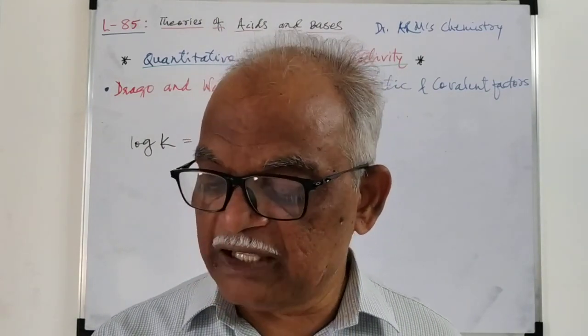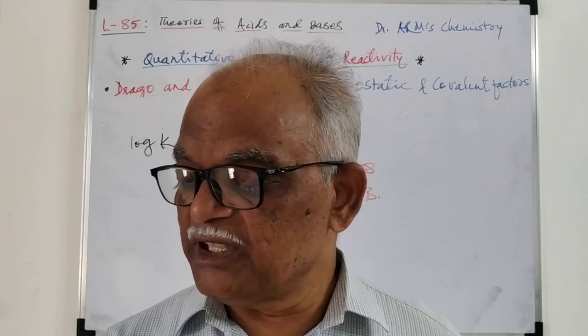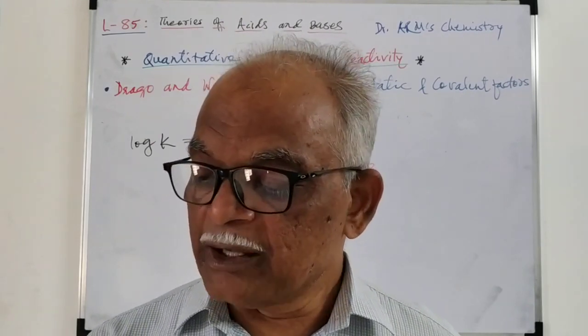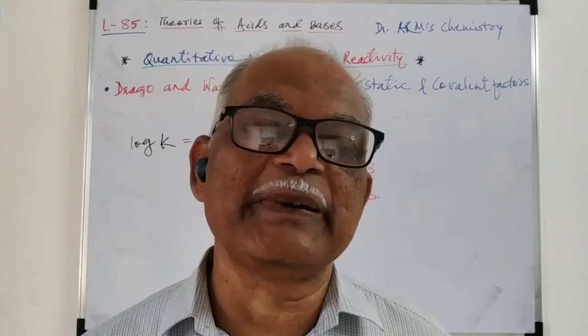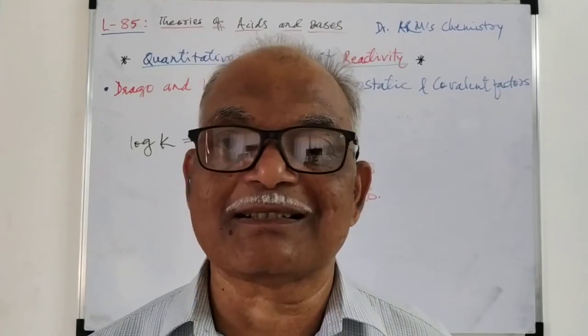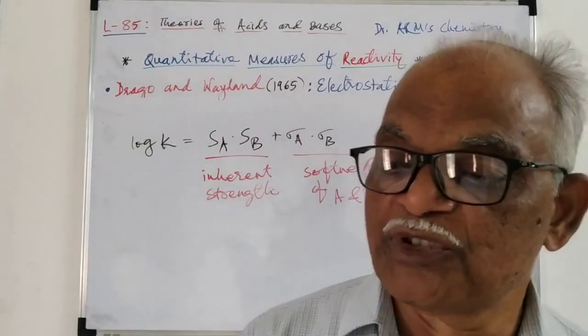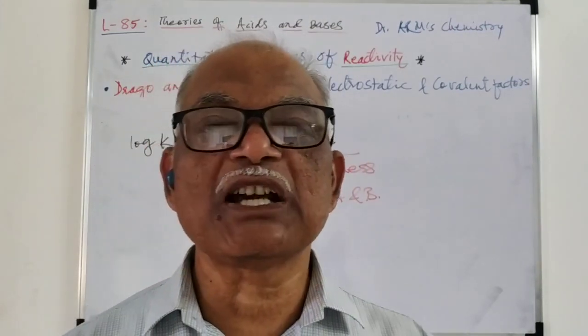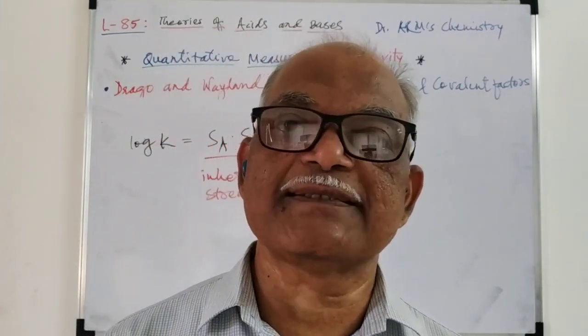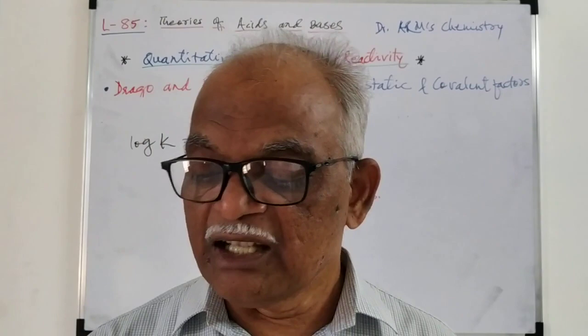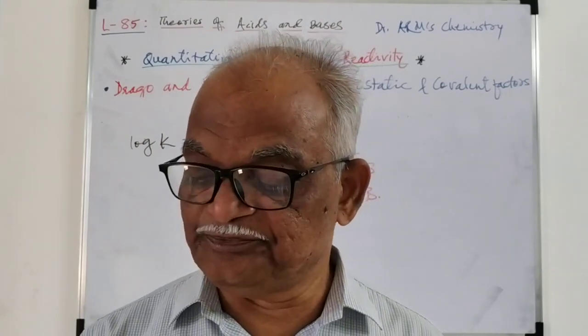When the E and C numbers are available, meaning the values of the electrostatic and covalent factors are available, it is better to use Drago's approach. And when these values are not available, we have to use the HSAB approach given by Pearson.